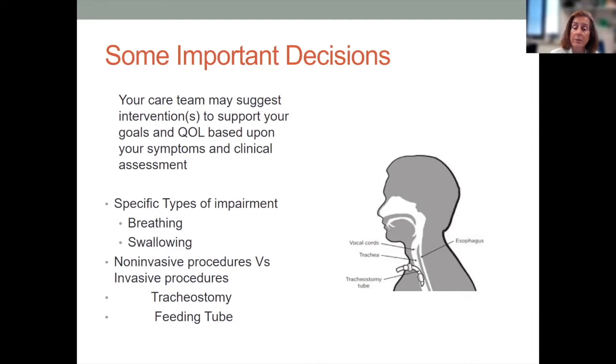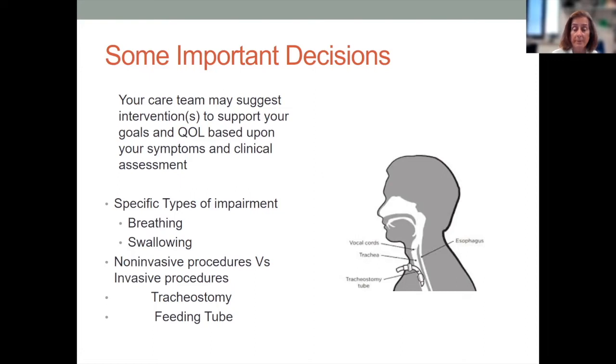Invasive procedures include tracheostomy, and I've included a picture of that here. A tracheostomy is a surgical procedure that places a tube through your neck into your main breathing pipe or trachea. Tracheostomies are usually designed to support chronic ventilation. Other invasive surgical procedures include feeding tube placement, a surgical procedure where a tube is inserted through your abdominal wall and into your stomach so that you may receive liquid nutrition to maintain your calorie intake.